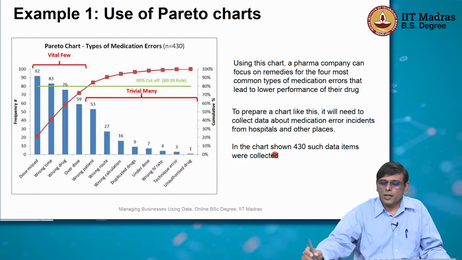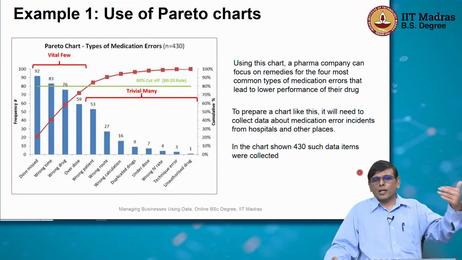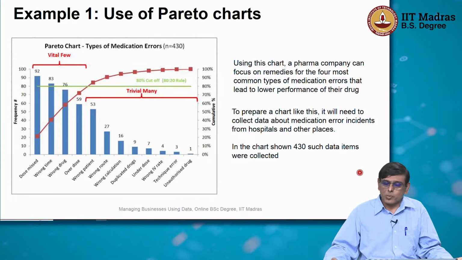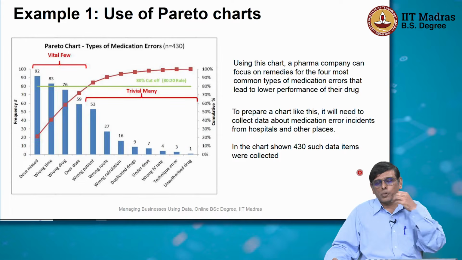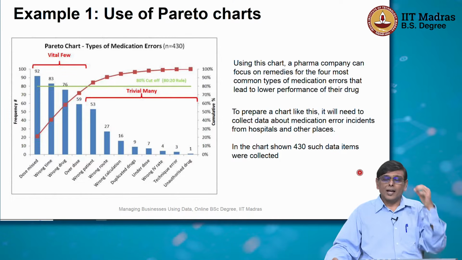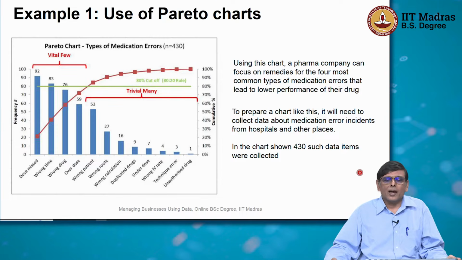So they want to understand why it is that their drug is not performing as well as they thought it would. And so what they did is that they went out and collected data, both from within their company, because their sales representatives meet doctors and collected the information during those times, or they got the information from hospitals, which are external sources. So they got 430 such data items of evidence of ineffectiveness of their drug, right?